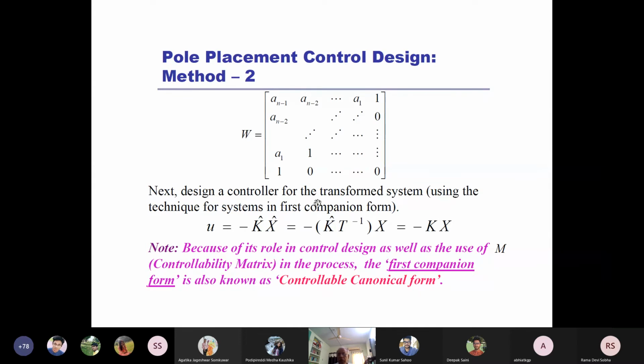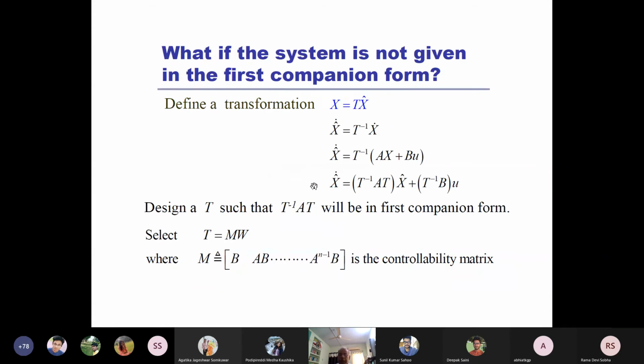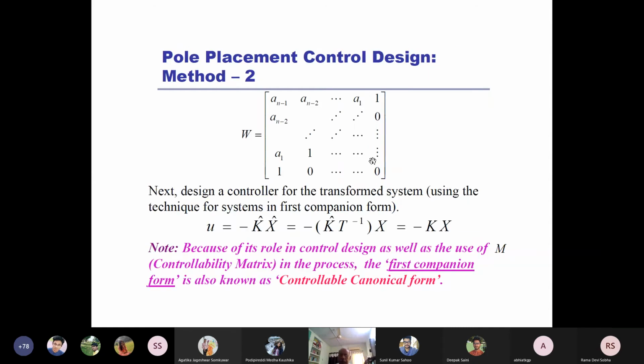Now we design a controller for the transformed system using this technique for the first companion form. So u will be minus K hat x hat. The first companion form equation is x hat dot equal to this equation, and we find out u. We say u is equal to minus K hat x hat, which will be minus K hat T inverse into x, since x hat is equal to T inverse x, which will be minus Kx.